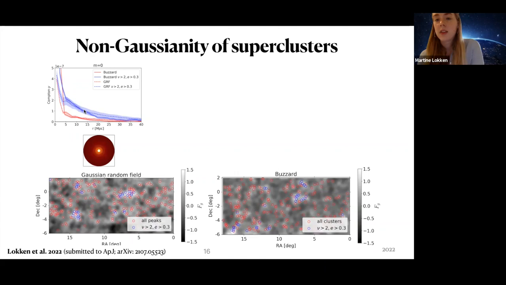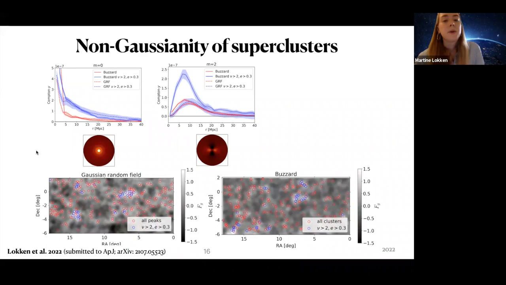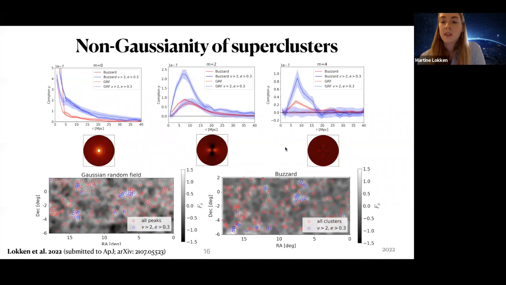But this gets more interesting when we look at the anisotropic components. So for m equals two, again, fairly similar when you look at all peaks, but when applying this thresholding, we get quite a large boost in the signal from the simulations versus the Gaussian random field. And in m equals four, this is even more true. In this case, we get basically zero signal from the Gaussian random field, and then some signal for all clusters and more for the thresholded clusters.